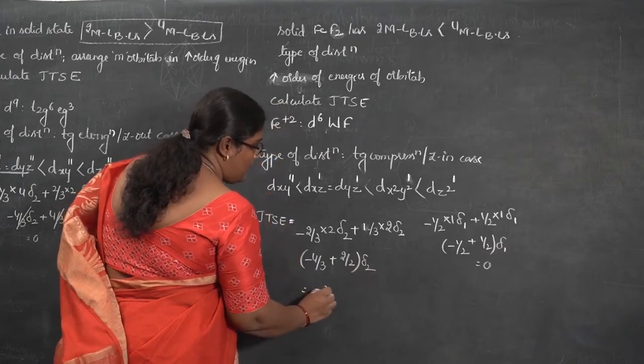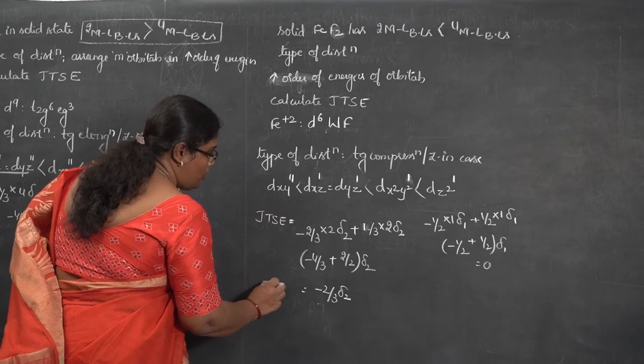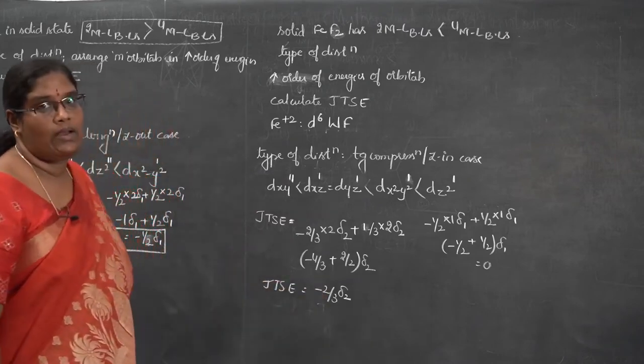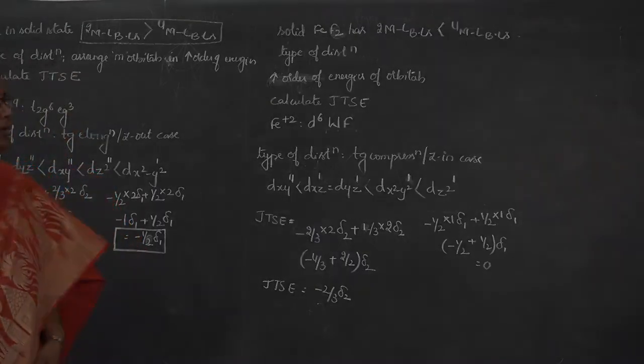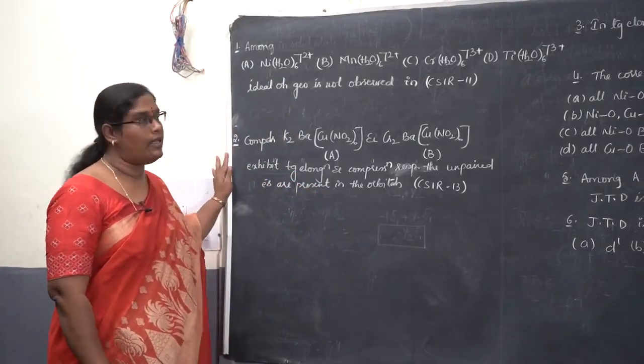So the resultant energy is minus 2 by 3 delta 2. So the Jahn-Teller stabilization energy is minus 2 by 3 delta 2. Okay. So let us see the questions that occurred in the previous years.